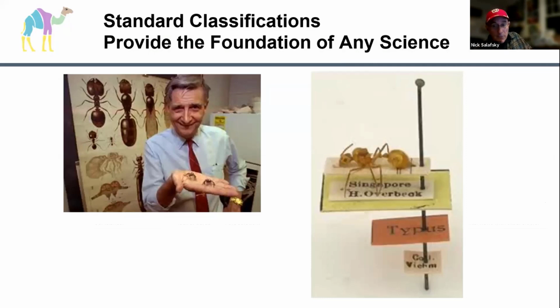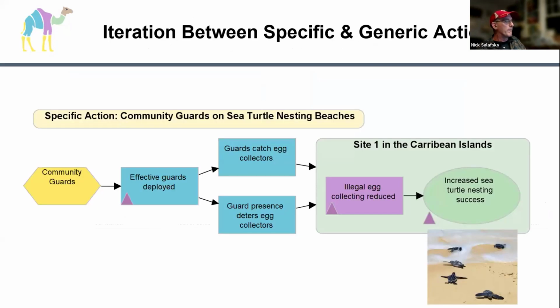The other part I want to talk about from a learning perspective, and some of you have seen this before, is this idea that if we really want to get smart and create a science of better conservation, we need standardization. Just like E.O. Wilson can show you type specimens of ants, we're starting to create them from very specific actions. So maybe a group that's doing community guards on sea turtle nesting beaches somewhere in the Caribbean. You can see the theory of change here. You can see their indicators. So this is specific. This is the actual work that's being done, and people are recording what's happening.